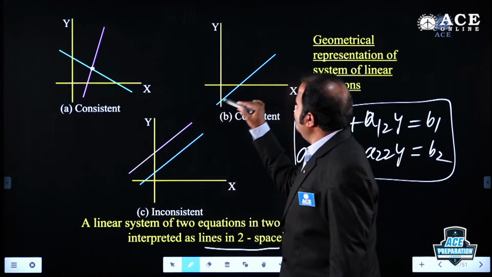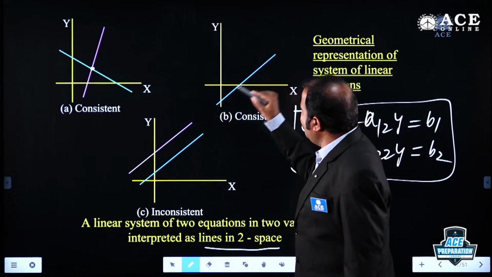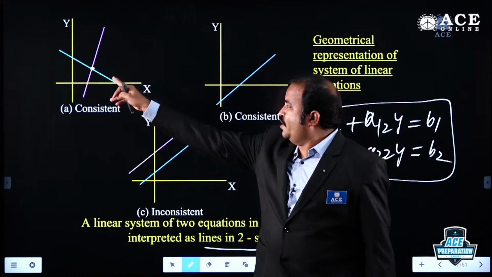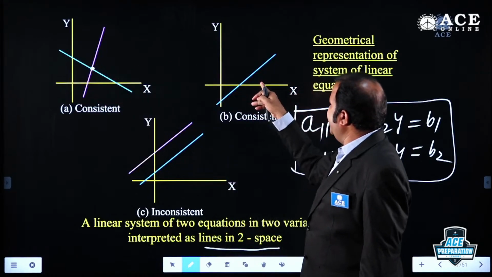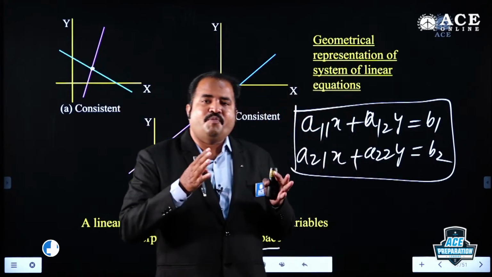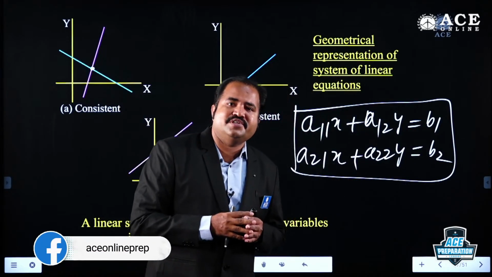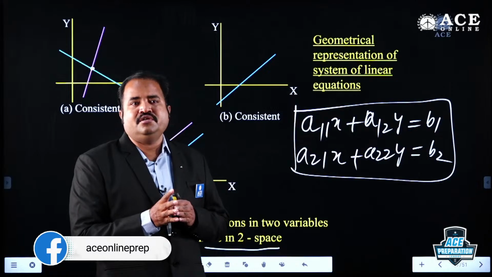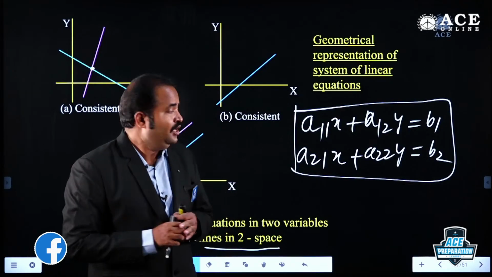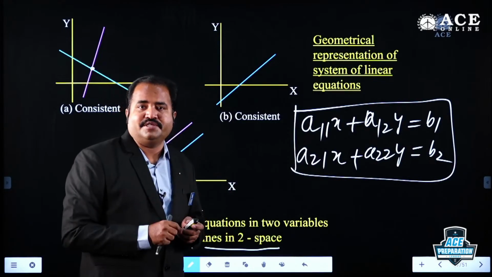Here both lines coincide. Here these are parallel lines, so no solution. So here only one solution, here infinitely many solutions, here no solution. So can we say the possibilities for a system of linear equations are either a unique solution, or no solution, or infinitely many solutions? This is in two-dimensional space, right?